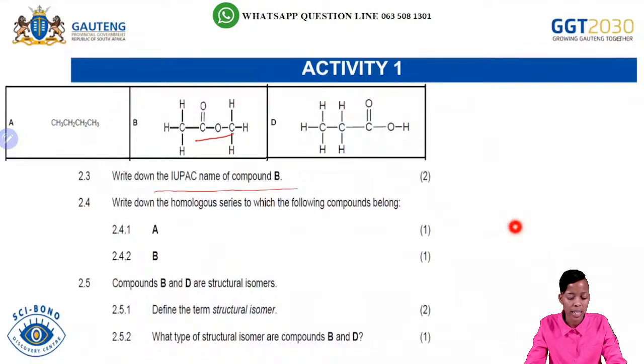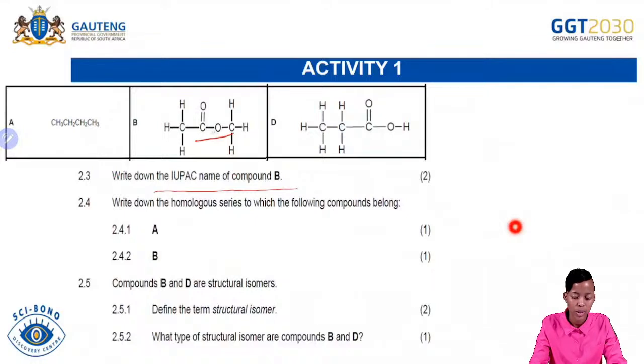We have an ester. So remember, an ester has two parts, right? It has the alcohol part and the carboxylic acid part. So let us check now which one will represent the alcohol part. The alcohol part would be this one here, which is connected to the oxygen. And then the carboxylic acid part would be this one, which is connected to the C double bond O.